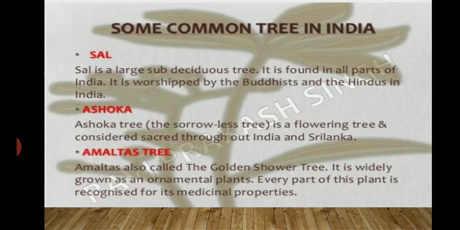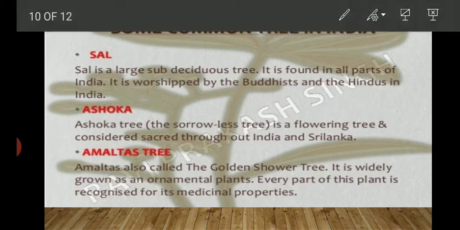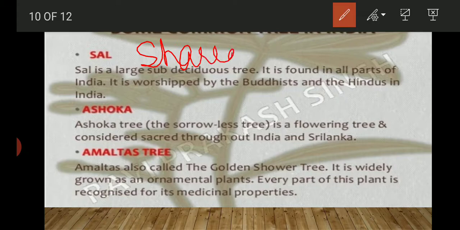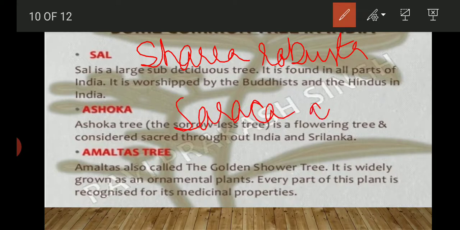Sal tree, that is known as Shorea robusta. Shorea robusta is its botanical name. It is a large semi-deciduous tree. It is found in all parts of India, and it is worshipped by Buddhists and Hindus in India. Ashoka tree, it is known as Saraca asoca. It is a flowering tree, and it is considered sacred throughout India and Sri Lanka. It also has many medicinal values.